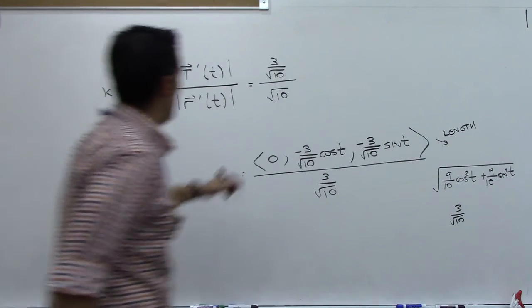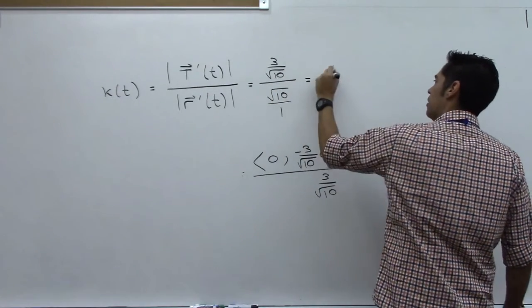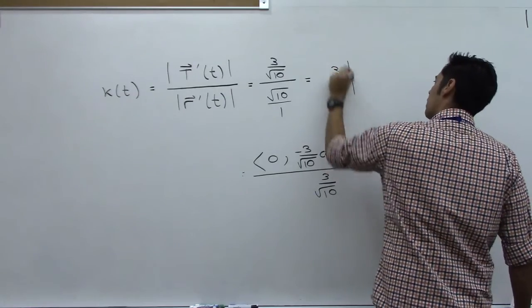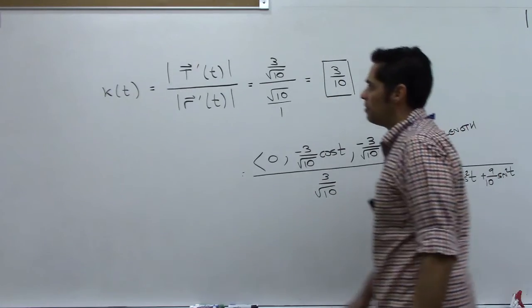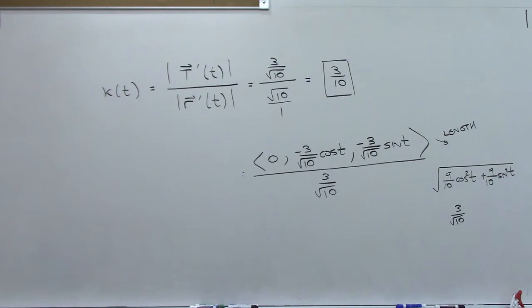And so if you simplify this, take a fraction, flip it, you just get 3/10. So the curvature would be 3/10. All right, that's number 13. Number 14, 15, and 16 all work the same exact way. I'll leave you to do those on your own.